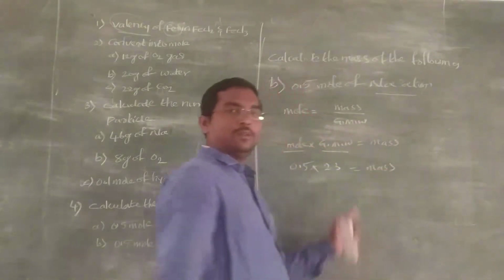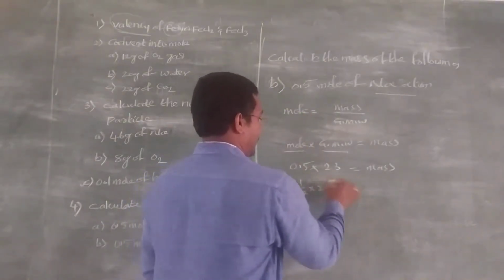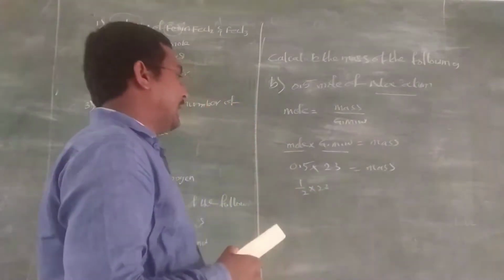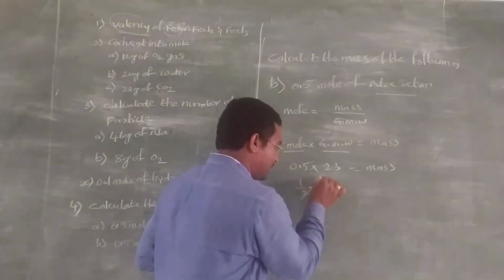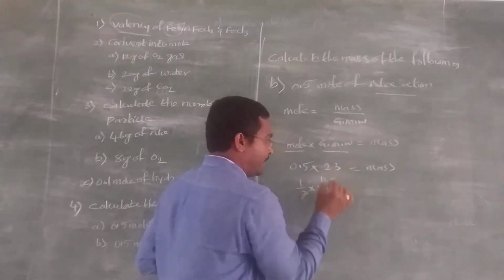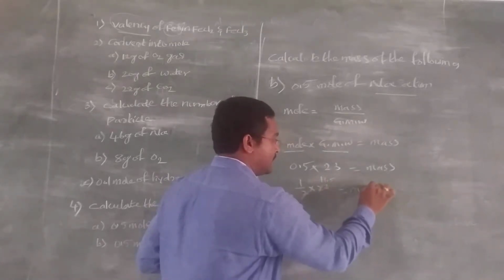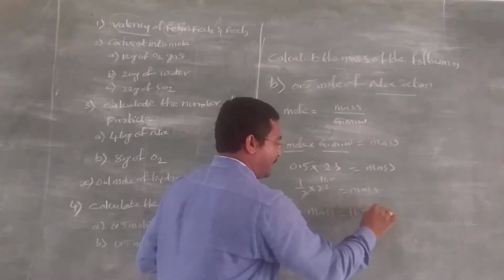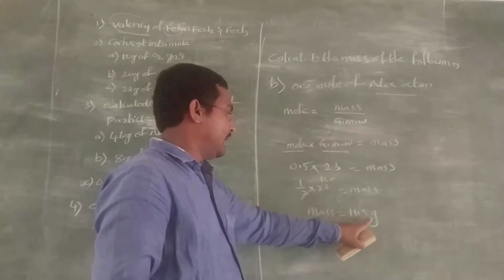For simplification, 1 by 2 into 23. What is the answer? 11.5. See here, 2 ones are 2, 2 fives are 10, so 11.5 is equal to mass. So the mass is equal to 11.5 grams.